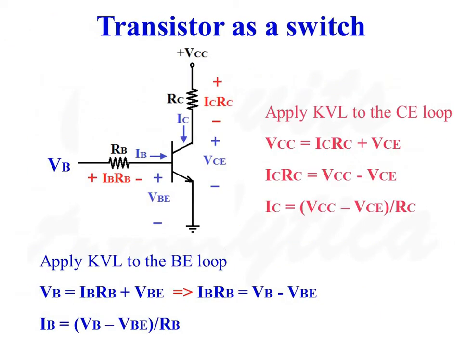Now let us discuss the operation of a transistor as a switch. This is the diagram of a transistor used as a switch. So VB is connected to the base of the transistor through resistance RB. Supply voltage plus VCC is connected to the collector of transistor through resistance RC.